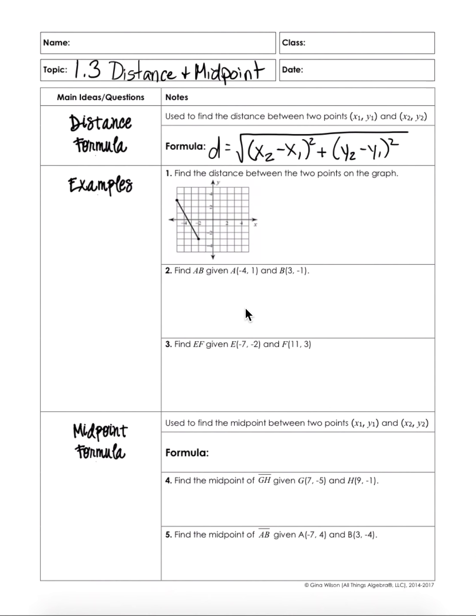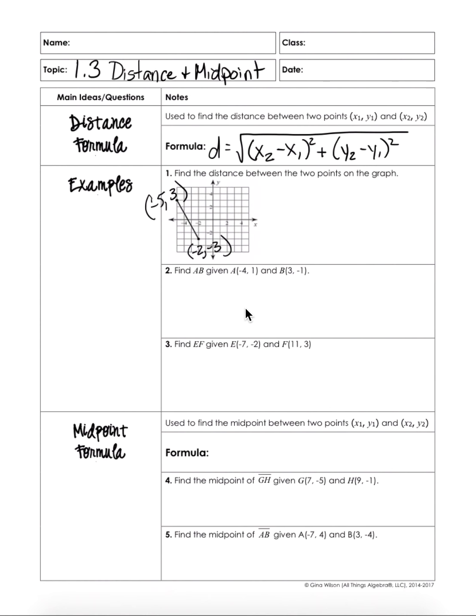Looking at number 1 here, the first thing I want to do is find out what this point is and what this point is so that I can use the formula. This first point here is negative 2, negative 3. So in the x direction, I go left 2, and down 3. That's how I get that. And for this point, I go left 1, 2, 3, 4, 5, and up 1, 2, 3. So that one is going to be the point negative 5, 3.